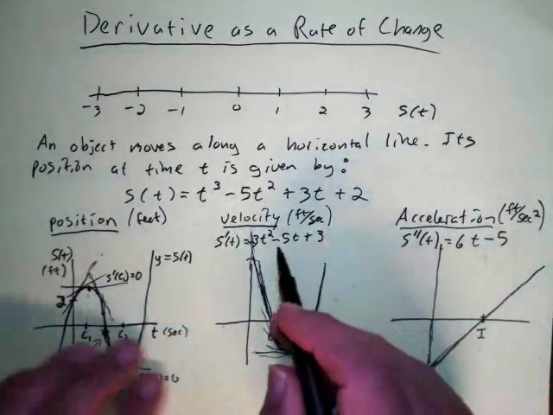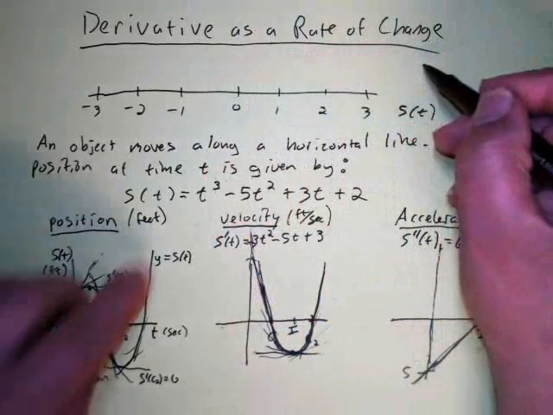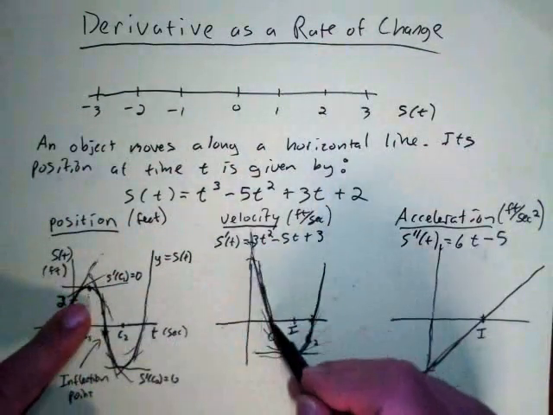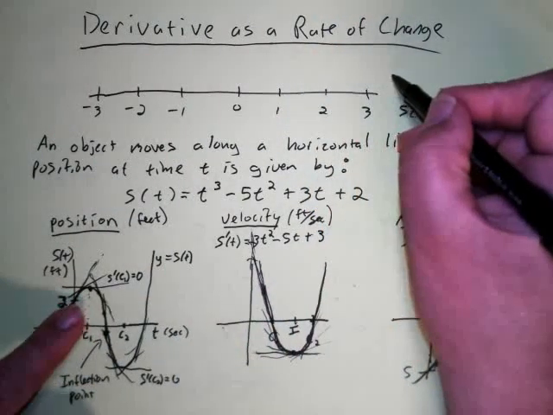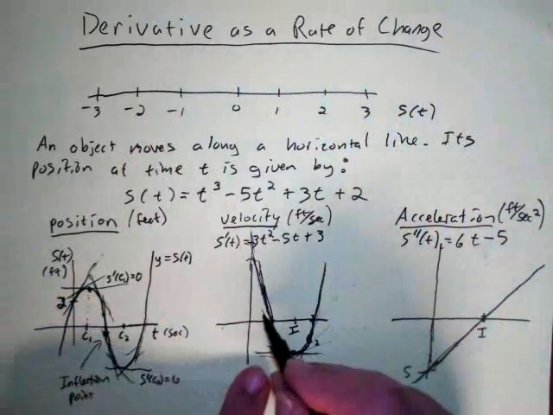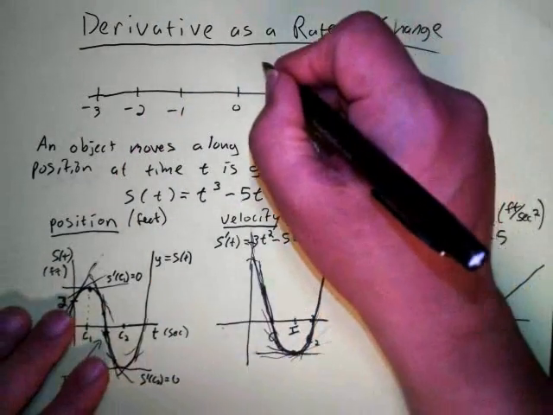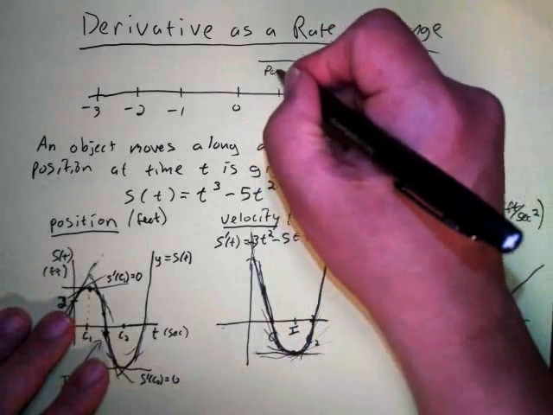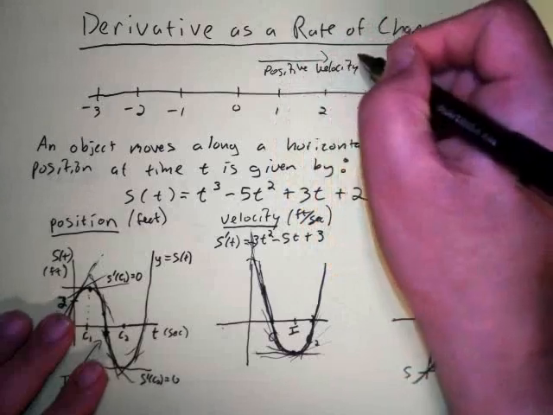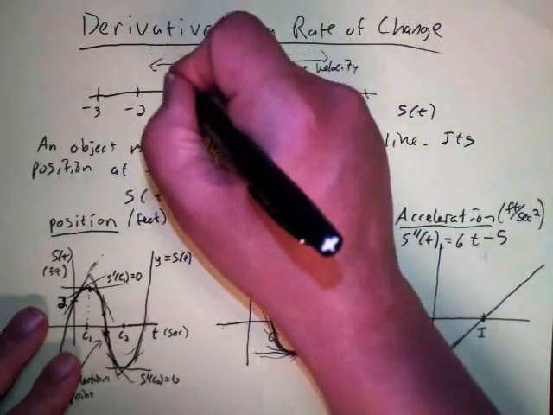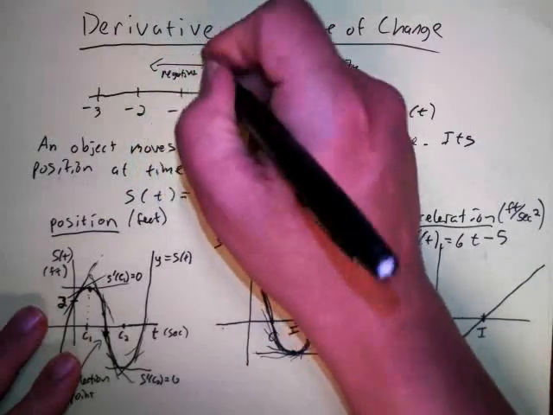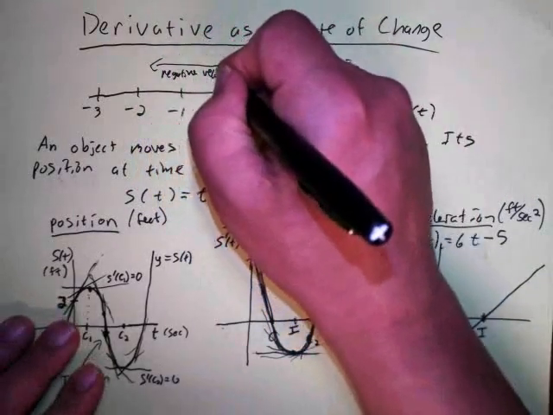Also notice that when the particle is moving this way, the velocity is positive. Okay, so it's moving from here to here. At C1, though, it starts going back towards 0 again, and now the velocity is negative. So this direction is positive velocity. In this direction, we have negative velocity.